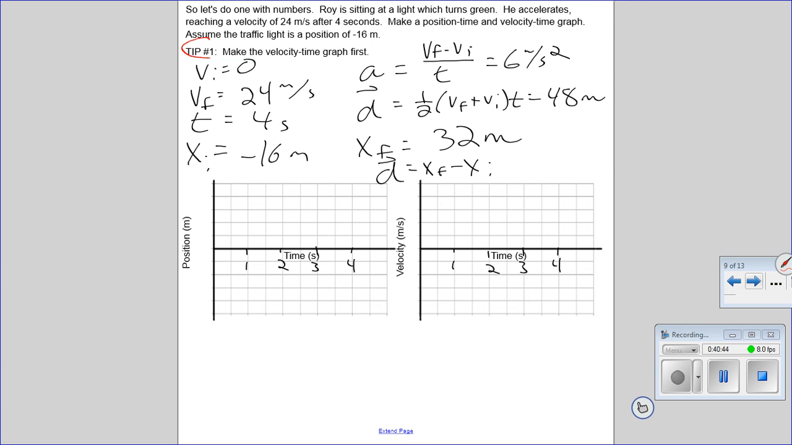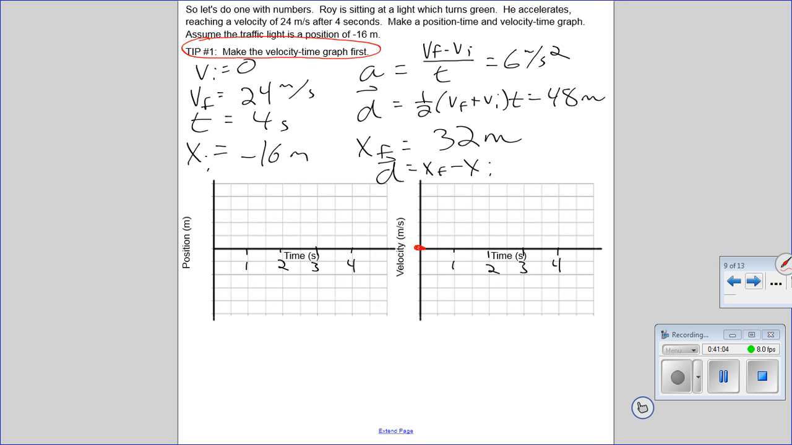All right, tip number 1. This is huge. I want you guys to get in the habit of always making your velocity time graph first. It will make your life easier for reasons that will become apparent when we get into problems that are a little bit harder. All right, so check it out. What does the velocity do, you guys? It starts at 0. All right, and then after 4 seconds, it's 24.